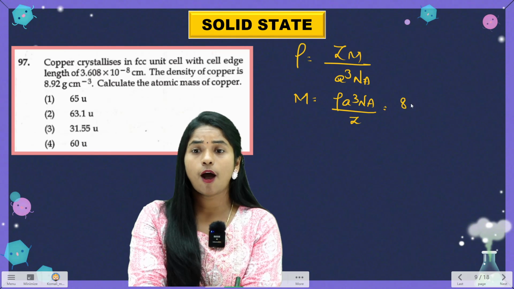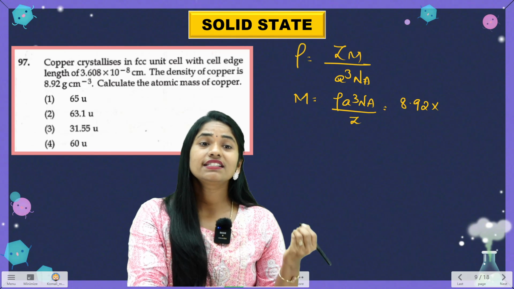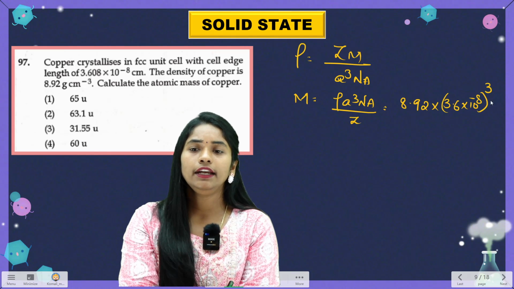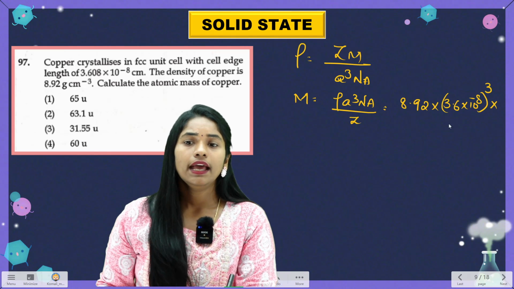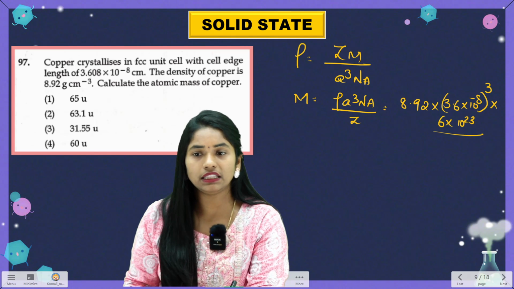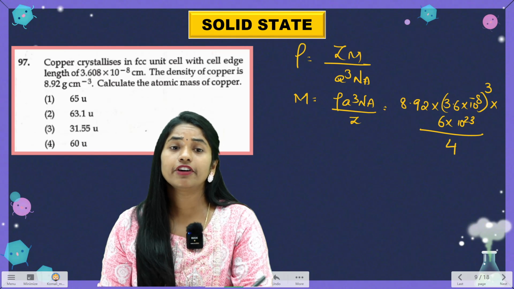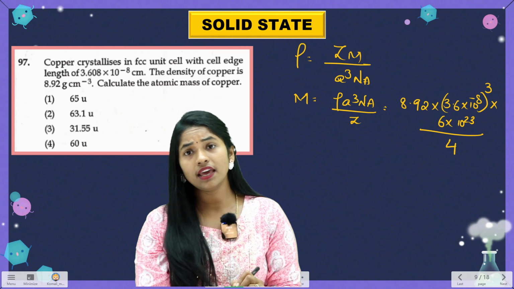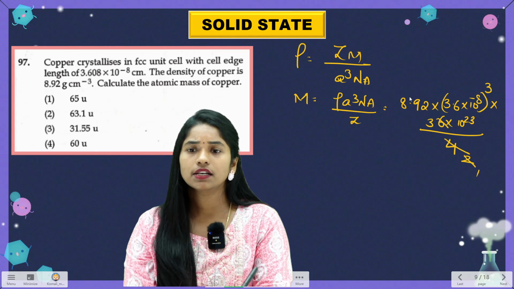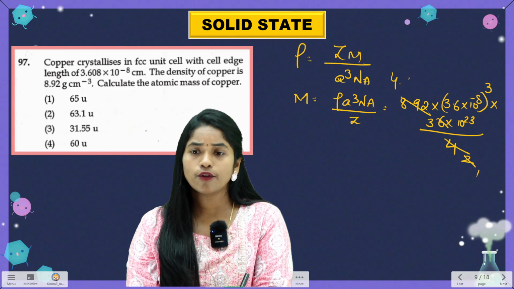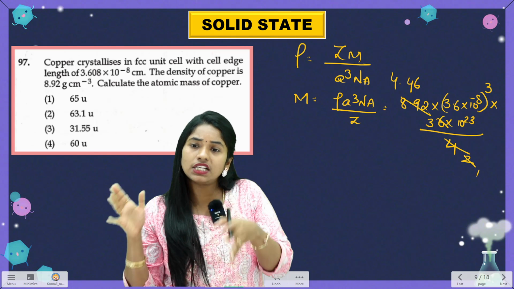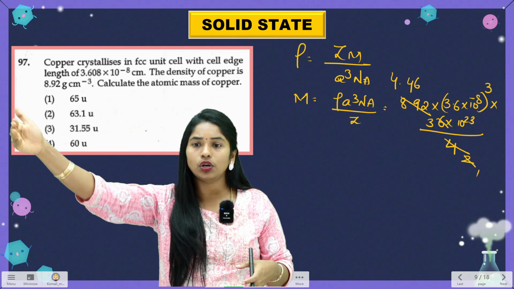Rho is equal to how much? 8.92. What is the a value? 3.6, into 10 to the power of minus 8, whole cube, into the Avogadro number. As a shortcut I will take 6 into 10 to the power of 23. The Z value for FCC is 4. Now 2 2s are 4, 2 3s are 6, 2 4s are 8. So I am having 4.46 into 3 into 3.6 whole cube.